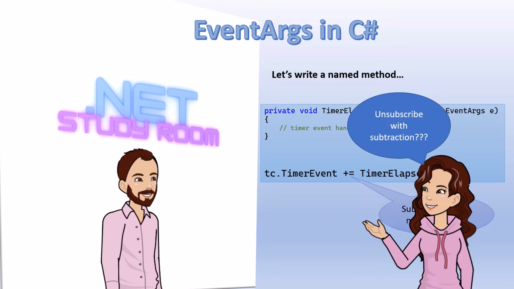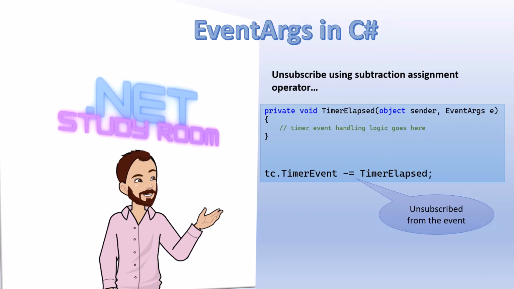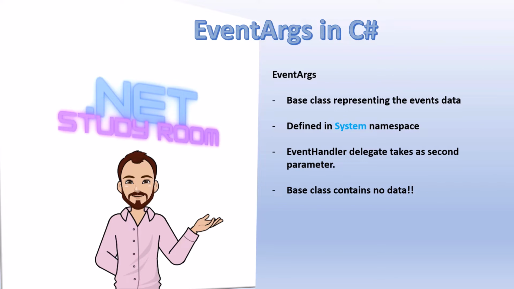Let me guess, Mark. Now when I want to unsubscribe from the event, I use subtraction operator to remove the association of this method from the event handler delegate. That is absolutely right, Zira. You just need to write tc.TimerEvent -= TimeElapsed, and you have successfully unsubscribed from the event. Now let's turn to the EventArgs class.